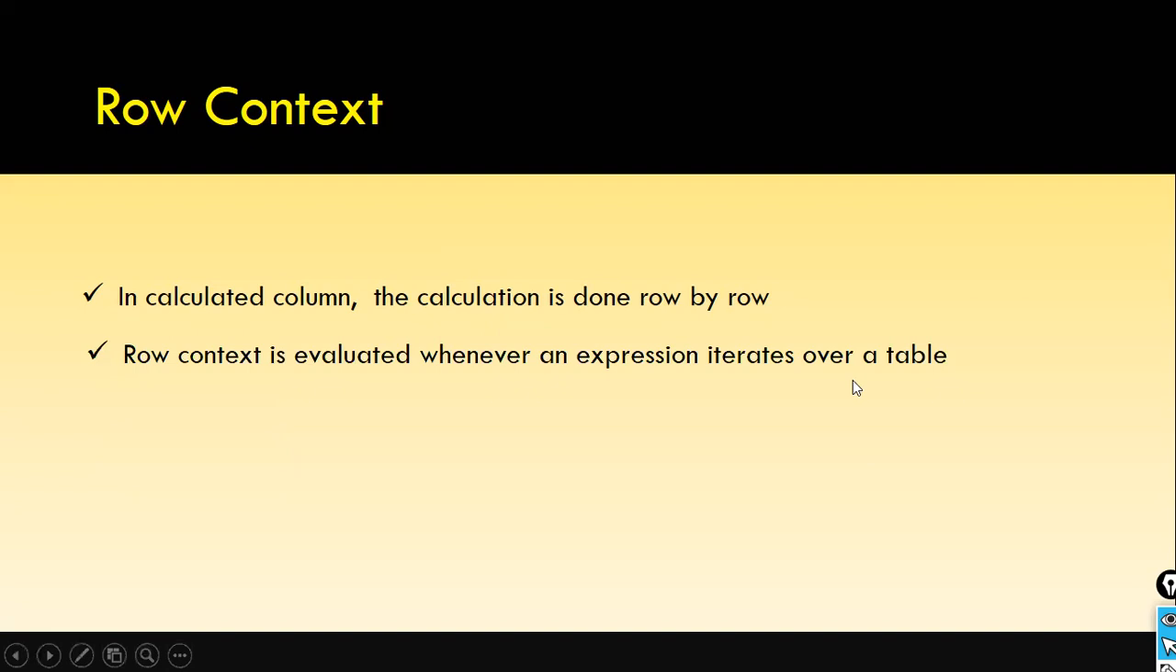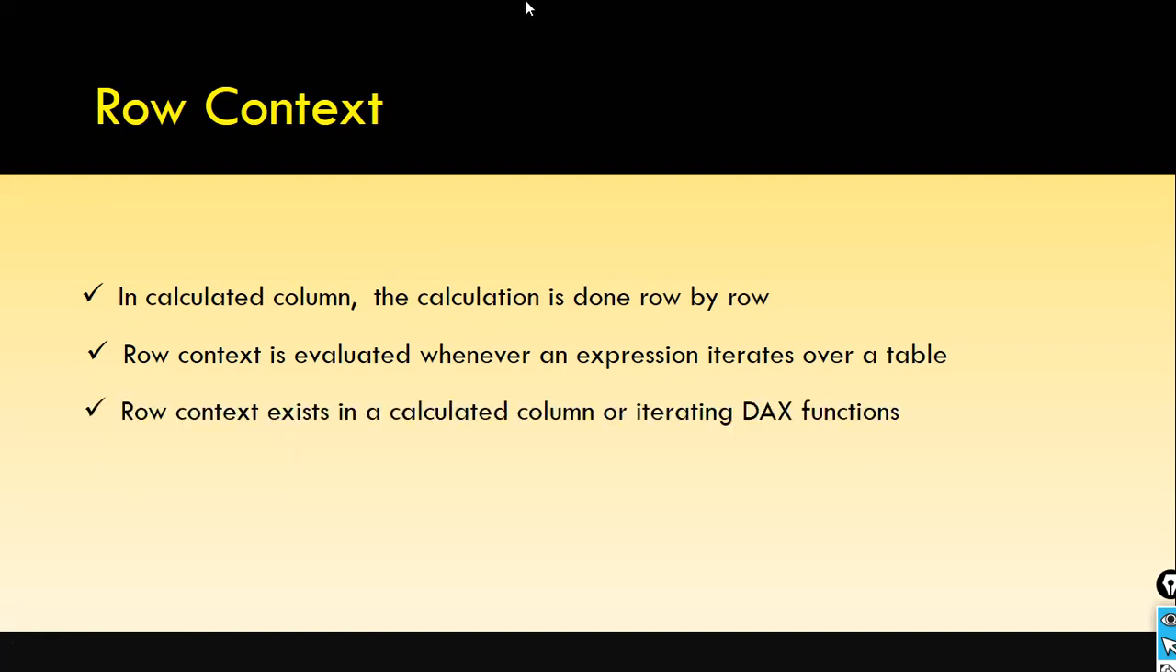As I told you, in the calculated column, the calculations are done row by row. The row context is evaluated whenever an expression iterates over a table. The row context exists in calculated columns and iterating DAX functions.